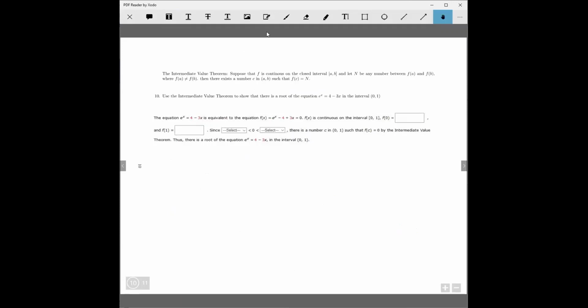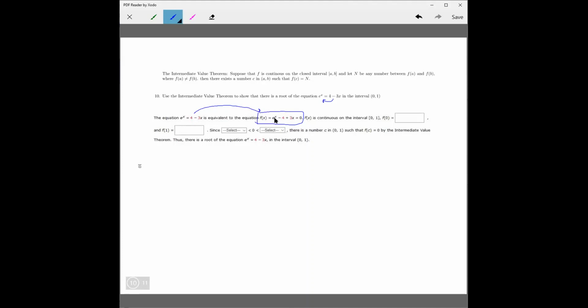Number 10 says, use the intermediate value theorem to show that there is a root of the equation e to the x equals 4 minus 3x in the interval from 0 to 1. A root would be a solution of this equation, something that makes it work. So to apply the intermediate value theorem to an equation like this, it's important you shift it over to being a function. In other words, take this to the other side and then make this whole thing a function.